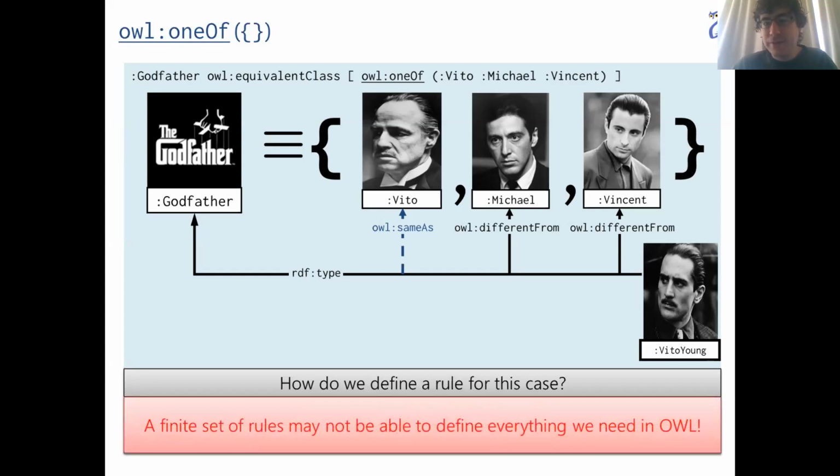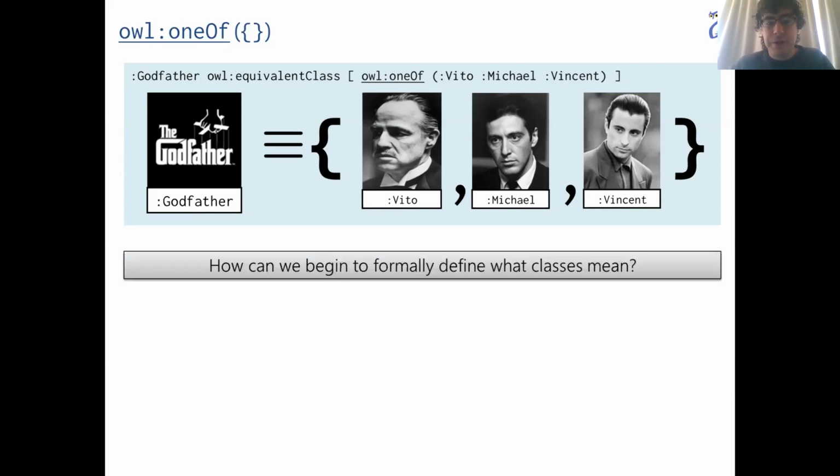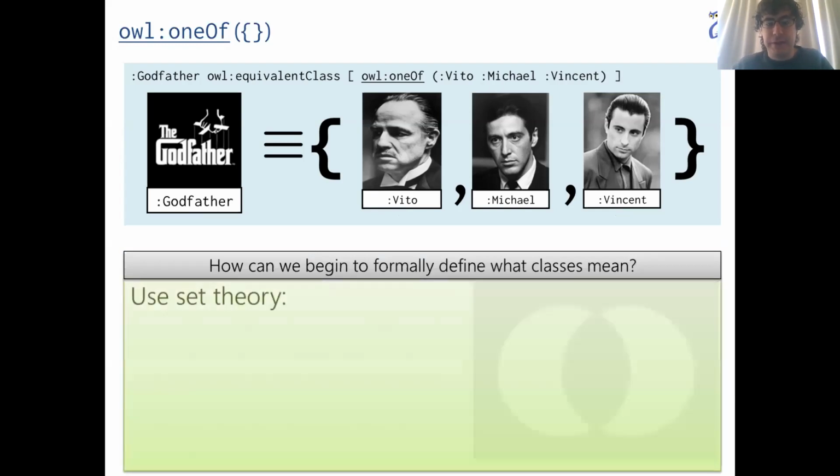So the problem we have is that a finite set of rules may not be able to define everything we need in OWL. So essentially, if we tried to write down rules, we could continue arbitrarily writing down more rules and more rules and more rules, and we would never finish. So how can we begin to formally define what classes mean? This is the first conceptual question that we have to tackle.